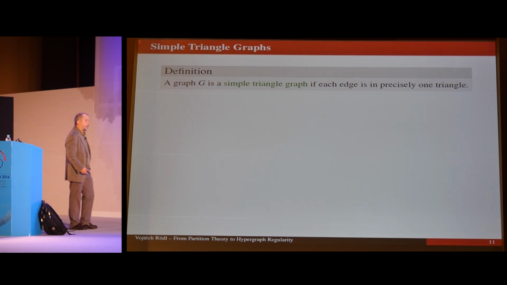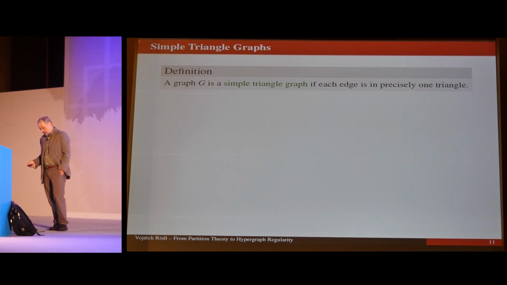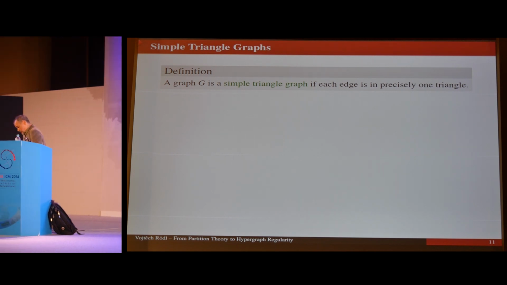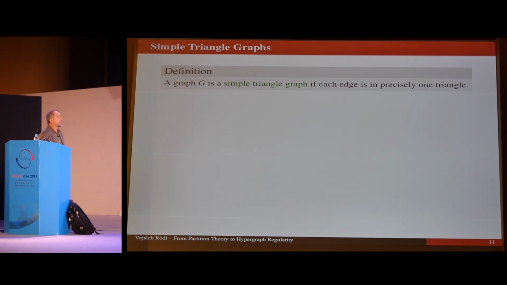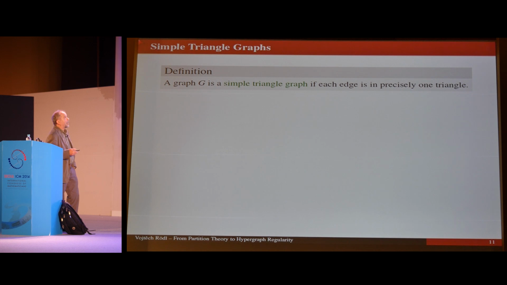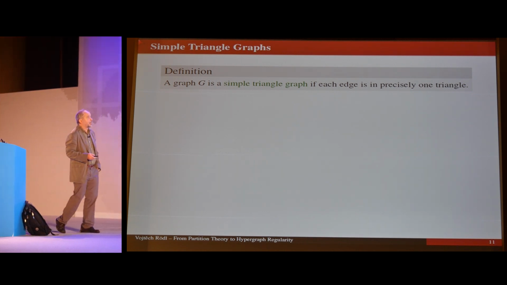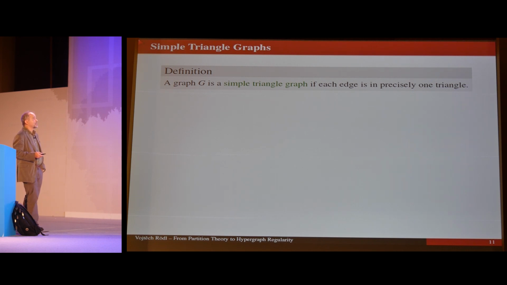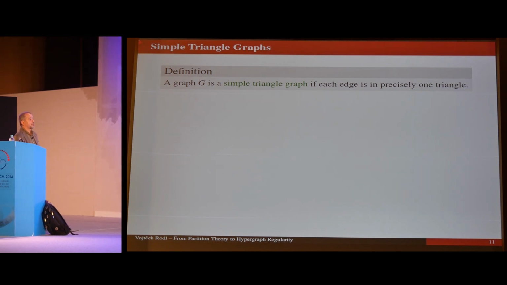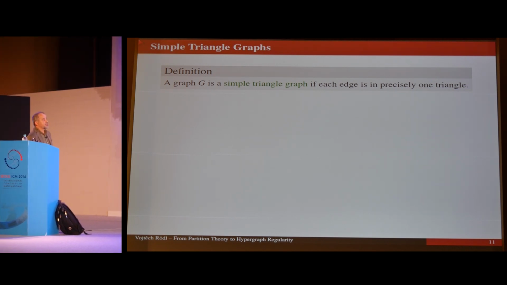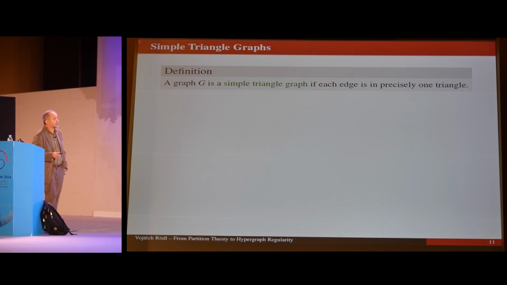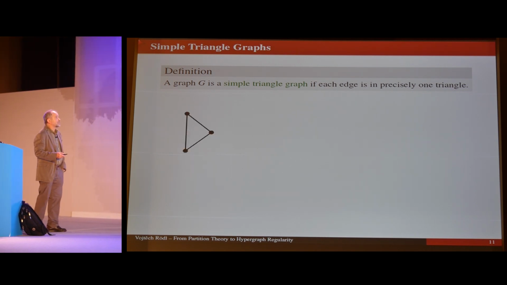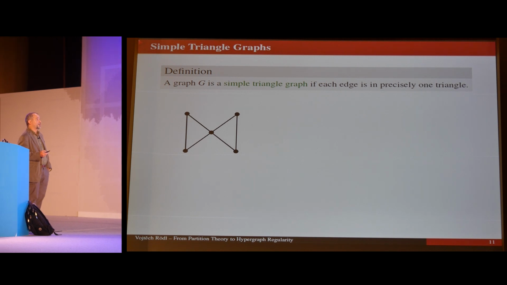Now, I will start with a definition of the object, which is maybe very particular, but it will have some link to the problem I discussed. So a graph will be called a simple triangle graph if each edge is in precisely one triangle. So of course, this is a simple triangle graph. This is a simple triangle graph.